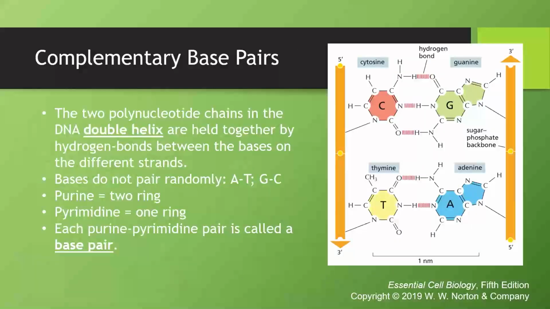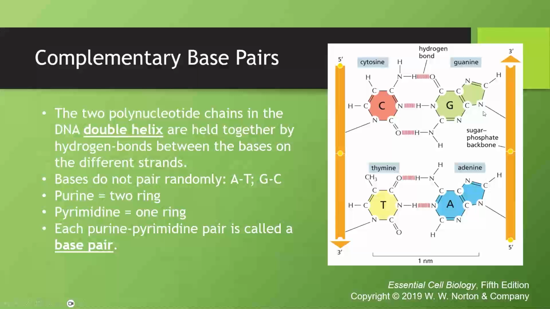There are complementary bases in between the two strands that we were just looking at. C goes to G, T goes to A. The two polynucleotide chains in the DNA double helix are held together by hydrogen bonds here in red. So you'll notice there are 3 of them between C and G, 2 of them between T and A.